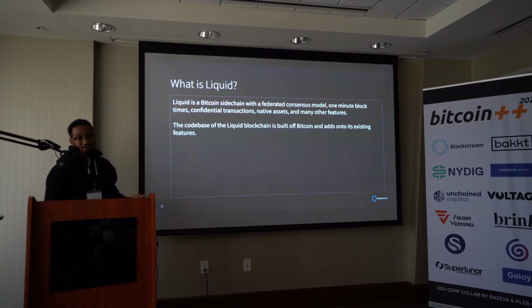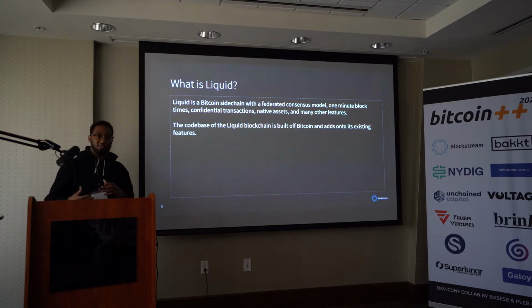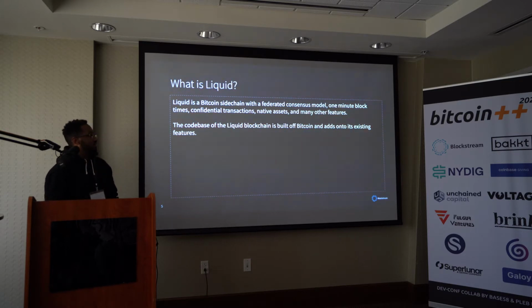So some of the big things are federated consensus. There's a 1-minute block time. There are confidential transactions, which means I can send money to someone else without the whole blockchain knowing how much I sent. This is done through cryptographic proofs. And then you also have native assets on Liquid, which is a huge distinguishing factor from the Bitcoin blockchain. The code base of the Liquid blockchain is built off Bitcoin, as I said, and it adds on to some existing features.